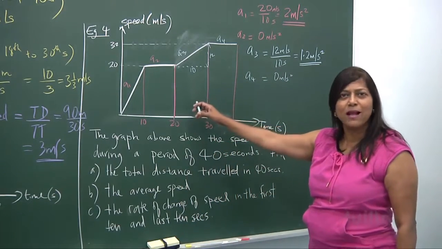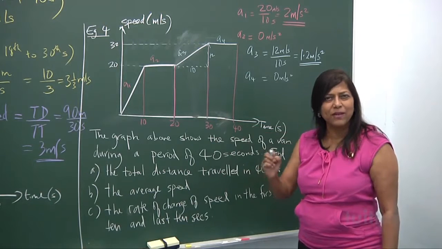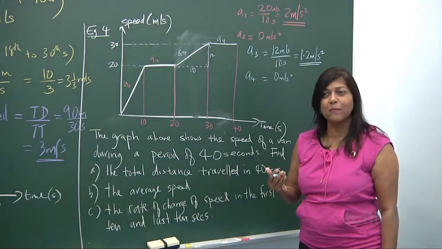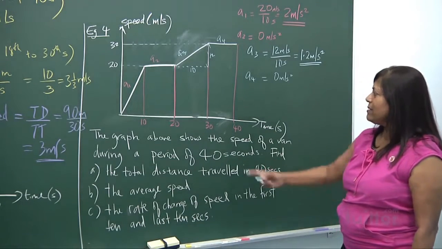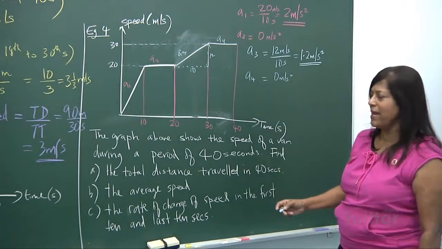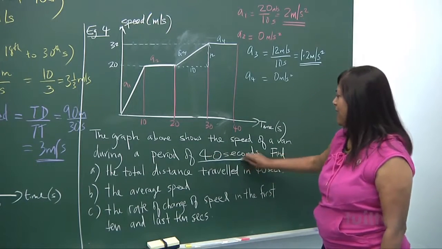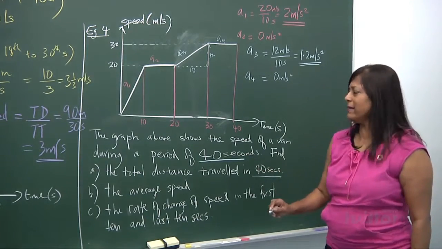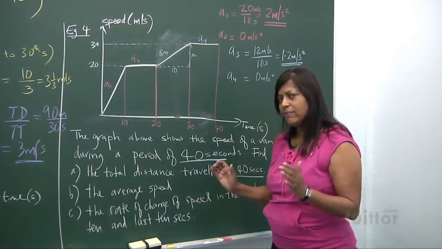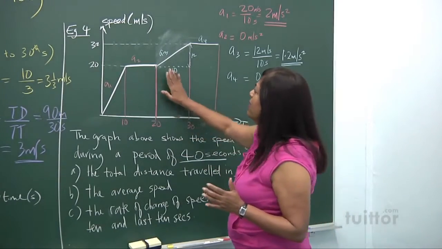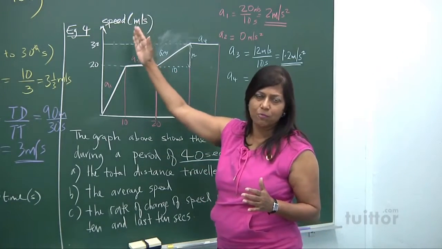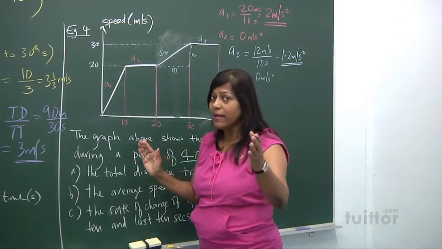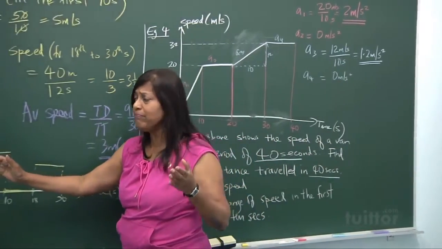Now let's get back to this sum, my dear. Speed time. Speed is very interesting. I'd like you to make it in real terms. Understand the concept so that you can apply it in your daily life. This graph shows the speed of a van during a period of 40 seconds, and the total distance traveled in the 40 seconds. What is total distance? The area under the graph of a speed time graph will give you the total distance.